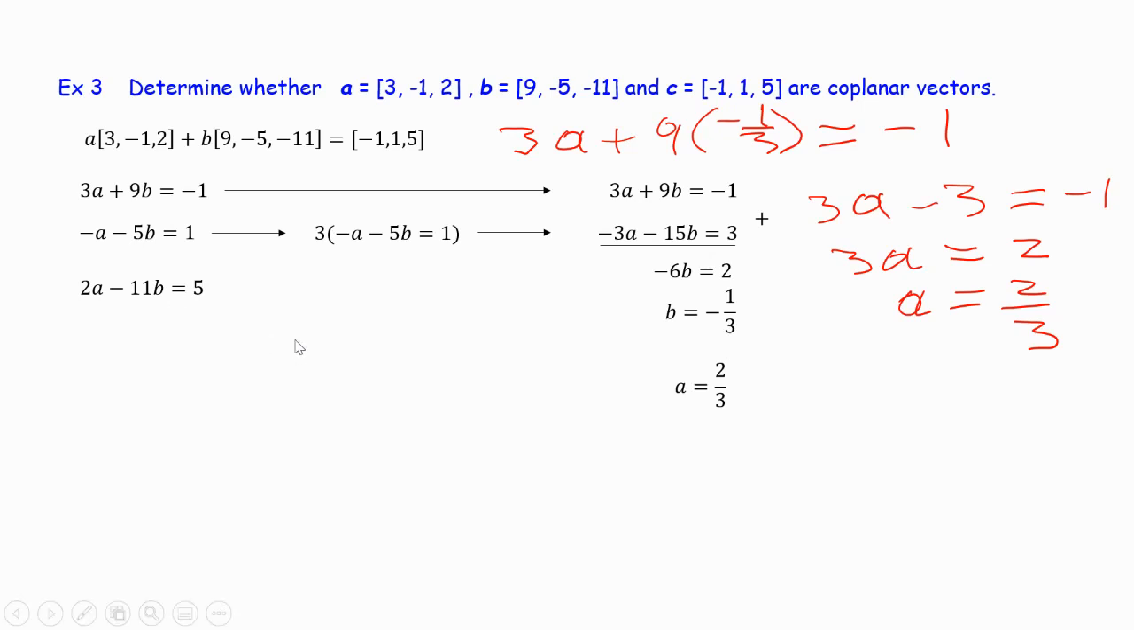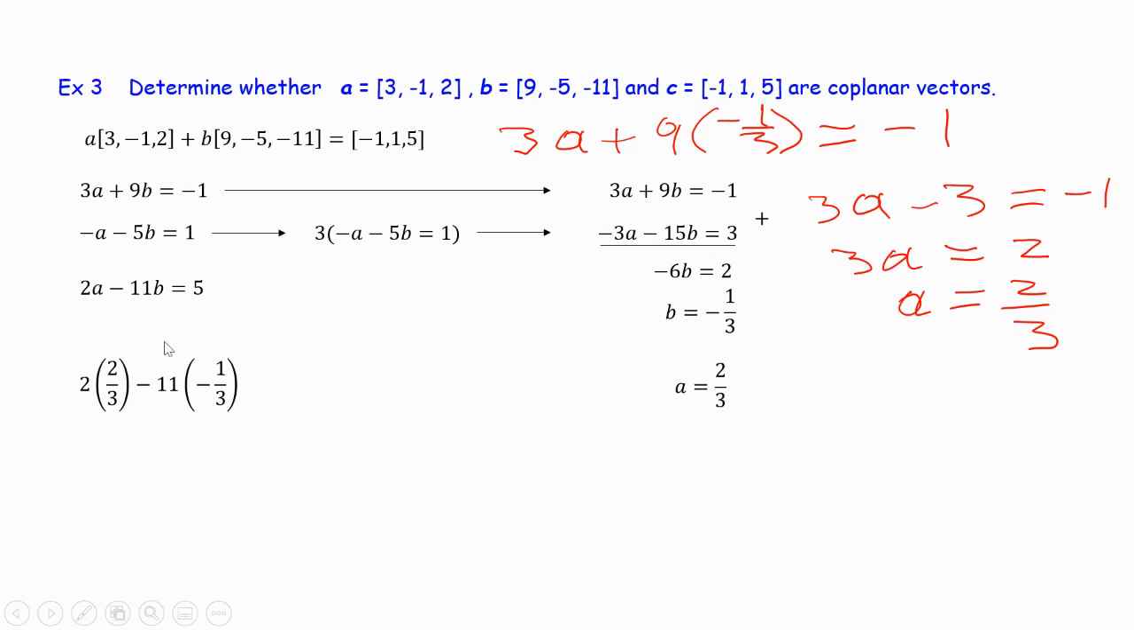Well, first of all, let's try that out. Let's put them in. So 2 multiplied by 2/3, that's my A value. Let me walk you back a little bit. The 2A minus 11B equals 5 comes from the Z component of the sum of these two vectors. So it was 2 times A minus 11 times B that gives us the Z component of this addition that we're doing.